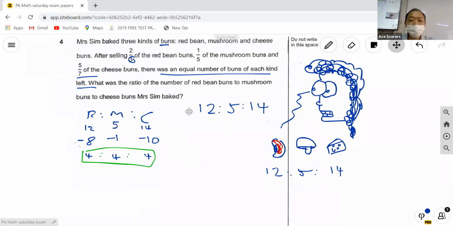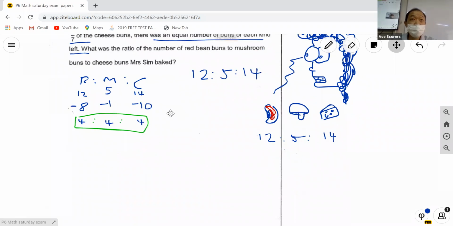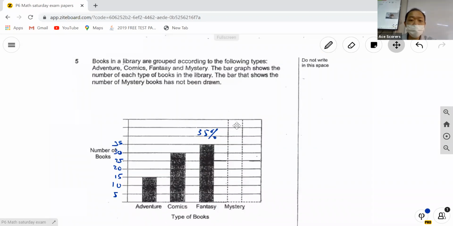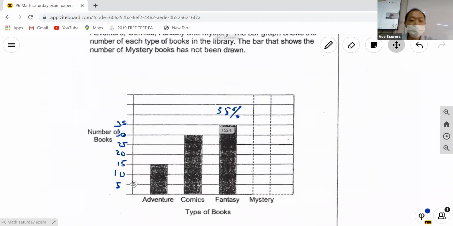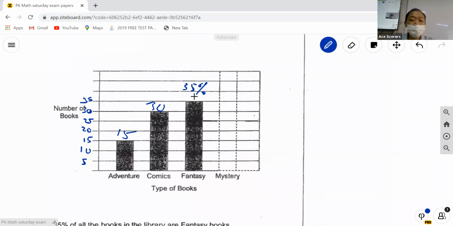So I'm moving on. Question number 5. Now I'm not gonna explain again. Now 5 is slightly easy once you realize that you can just look at every line. Every line is a 5% increment. So it's 5, 10, 15, 20, 25, 30, 35. You know that this is 30 and this is 15. The whole thing has to be 100%, so this is 45 plus 35, that's 80. So this has to be 20%.